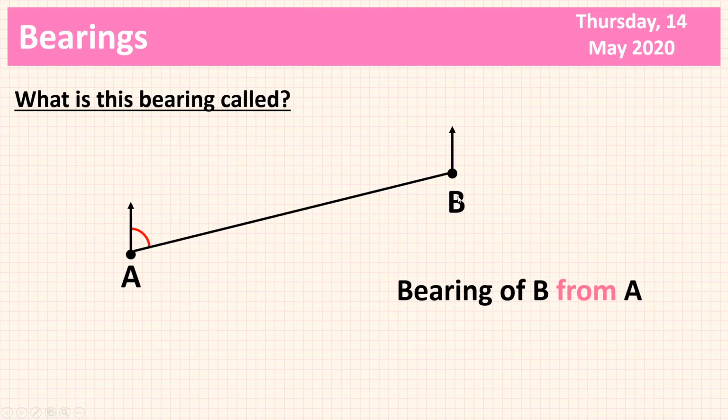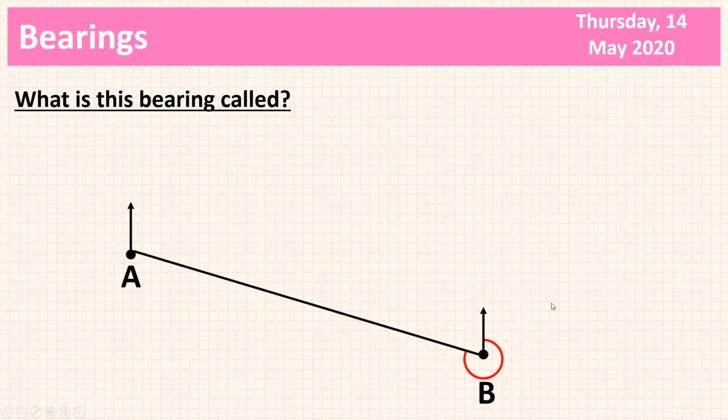So if we look, we are looking at B, the bearing of B, and we are coming from A. That means we're going to measure from A to B. That's how we know. The word from tells us where to measure from. We measure from A. So we're going from A to B. What about this one? What would this one be called? Pause the video, have a guess.